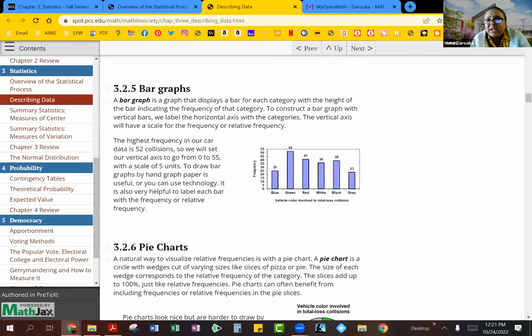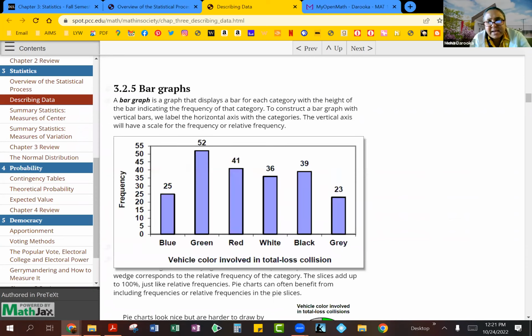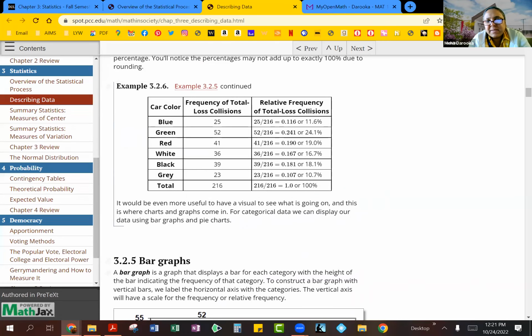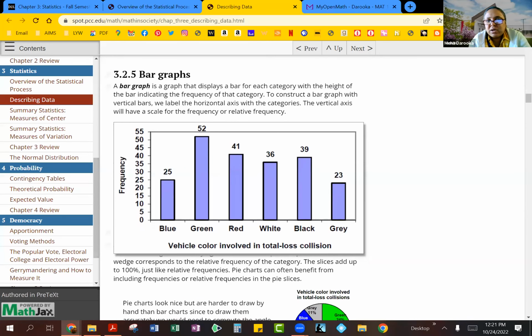So again, your categories are the color of your vehicle. So you can see how this one has been set up as your different colors on the x-axis, the horizontal axis. And then on the y-axis, we put that frequency. So remember, your lowest frequency was 23. Your highest frequency is 52. So you want to make sure you get all of those numbers in here.